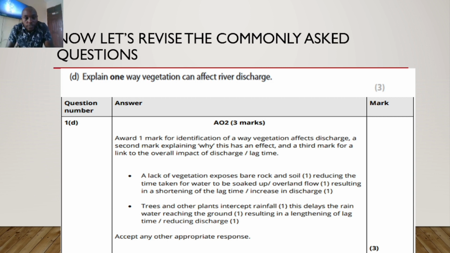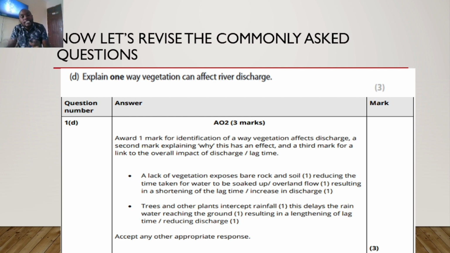Lack of vegetation exposes bare rock and soil, okay? So it reduces the time taken for water to be soaked up. That is overland flow, okay? So it reduces that time taken, because the soil is kind of exposed. Now it will reduce the time taken for water to be soaked. So it will kind of flow, okay? It won't take time actually. It will flow directly to the river. So that means it will increase the river discharge.